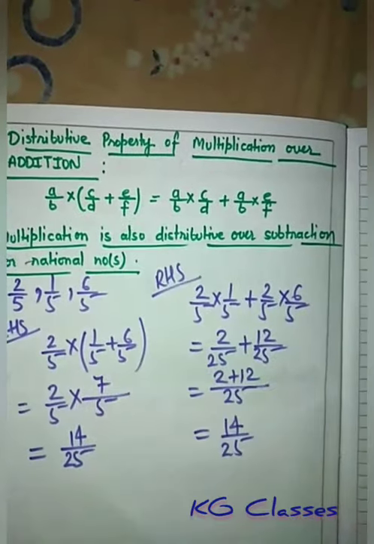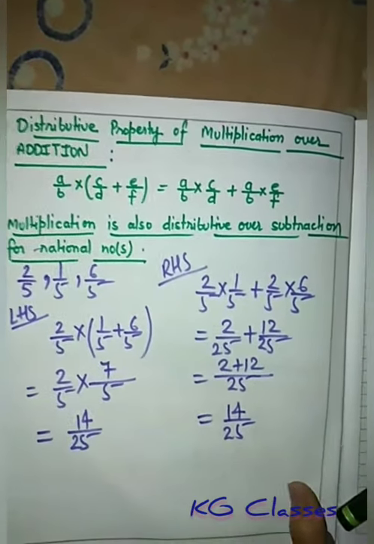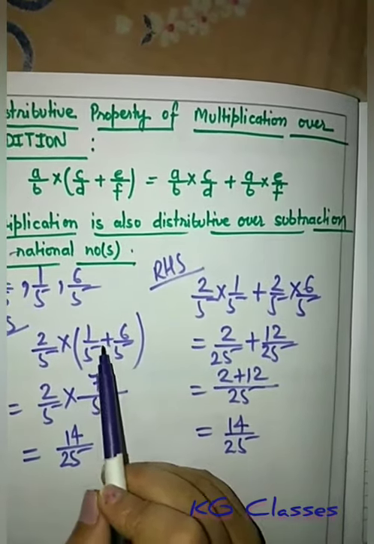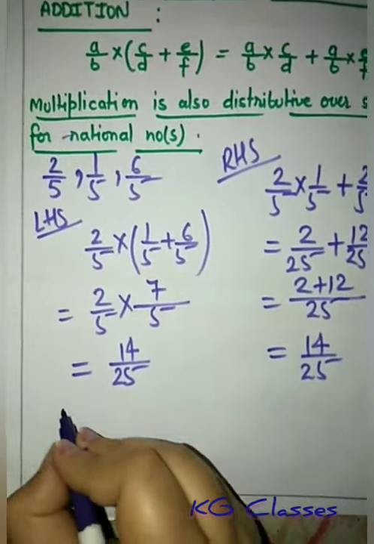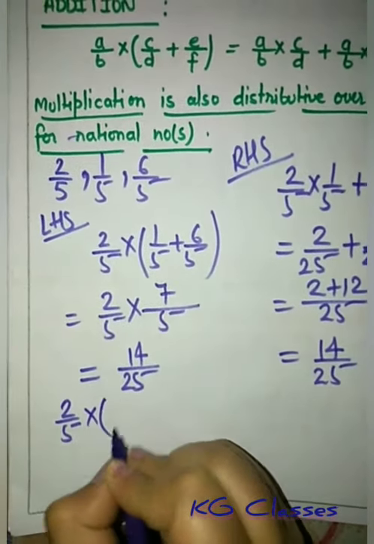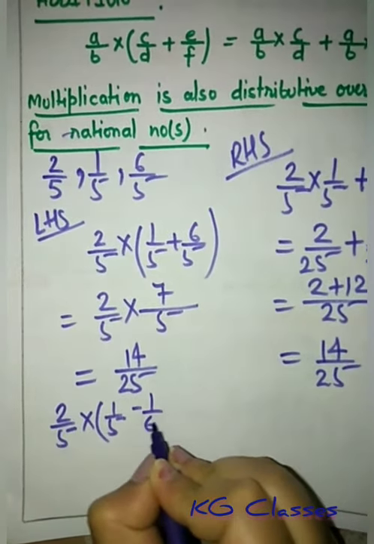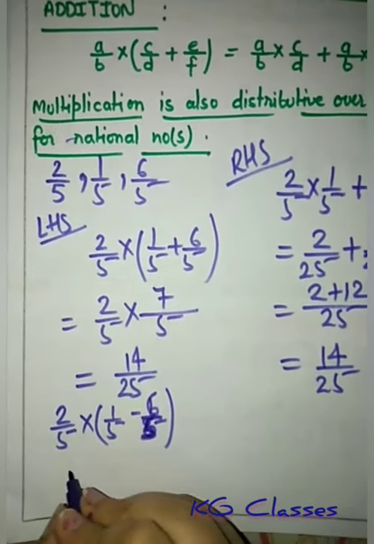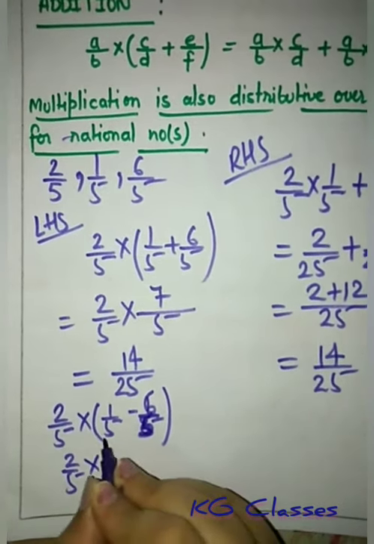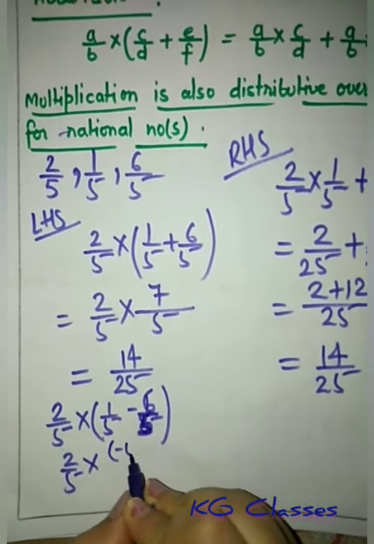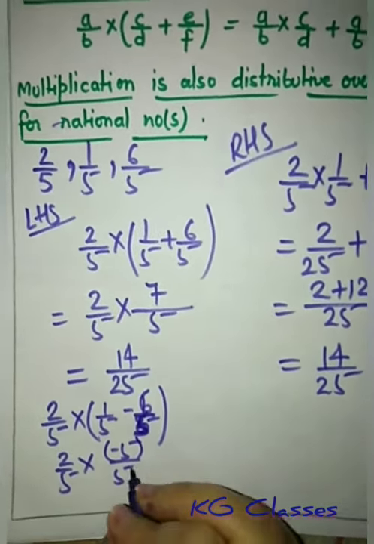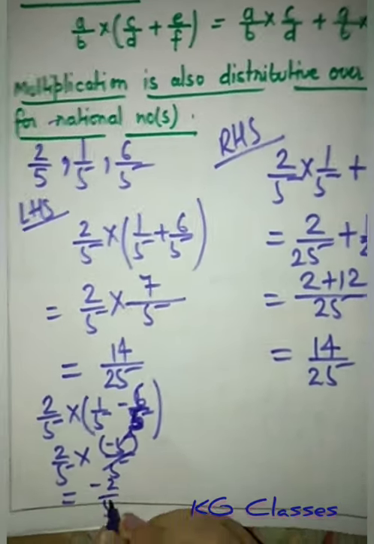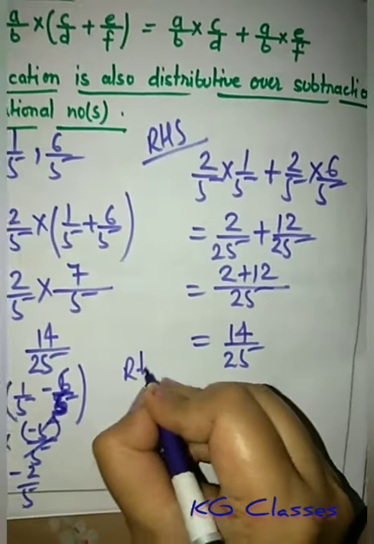Similarly, multiplication is also distributed over subtraction for rational numbers. This property will be applicable for subtraction. If instead of this sign, subtraction comes here, let's do it. If we have 2 by 5 multiplied by 1 by 5 minus 6 by 5. 1 by 5 minus 6 by 5, what will we get? 2 by 5 multiplied by 6 minus 5 by 5. So what will we get here? Minus 2 by 5.